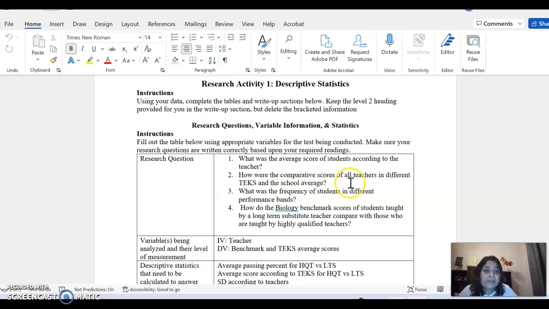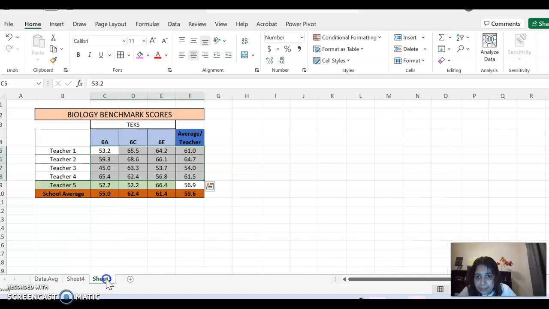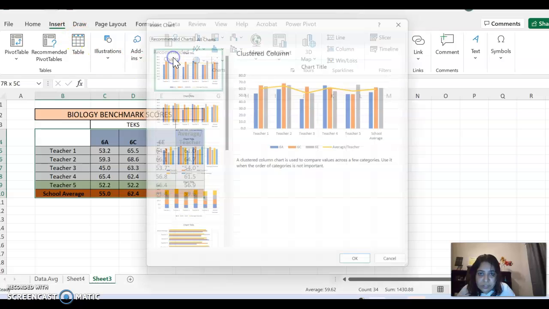How were the comparative scores of all teachers in different TEKs and the school average? So let's go back to the Excel sheet. And here I have the same table with biology benchmark scores distributed according to the TEKs along with the school average. What I'm going to do here is plot a comparative chart so that we can visually see how different or similar the performance was of students who were taught by these different teachers. So let's go to recommended charts.